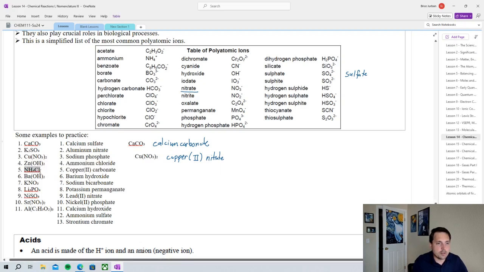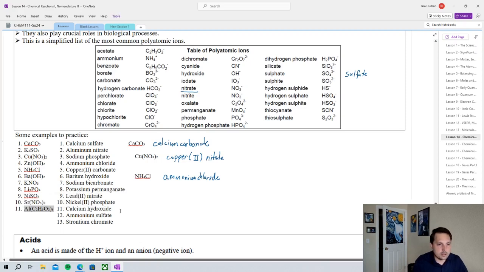Here's an example of one that has a positively charged cation. So the polyatomic comes first. So NH4 is ammonium, and when it ends with the anion Cl, this has got to be ammonium chloride. So here the ending IDE is the same as the anion for chlorine.